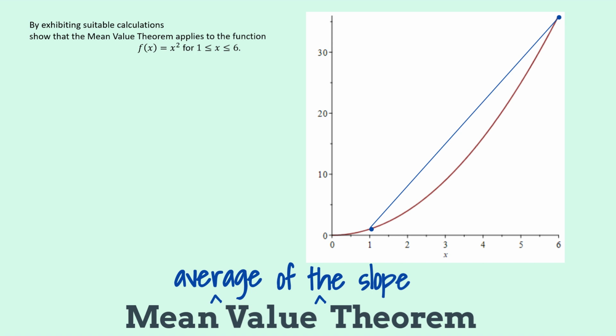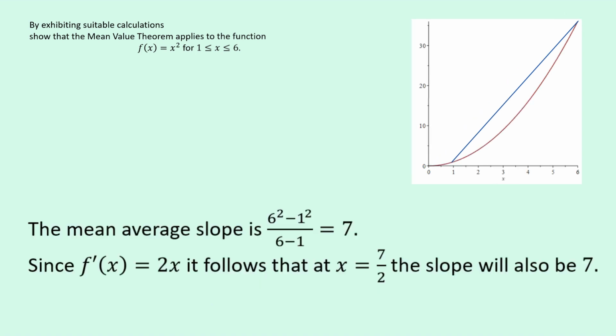So down here the slope is less than the mean, up here it's higher than the mean, and somewhere around here there's going to be a point that's equal to the mean. So all we have to do is put that in some words and numbers. So here's one solution. The mean average slope is the rise, which is 6 squared minus 1 squared, over the run, which is 6 minus 1, which is equal to 7.